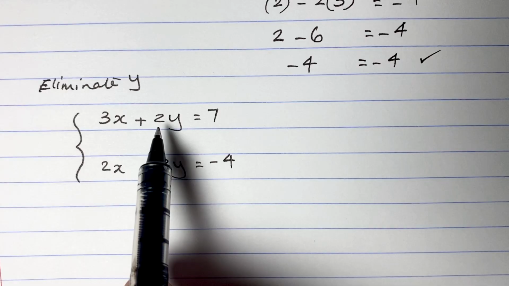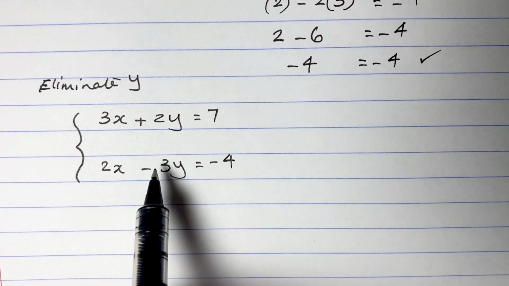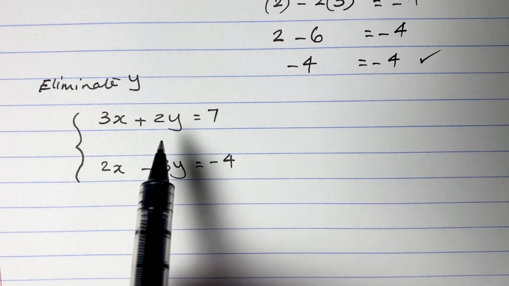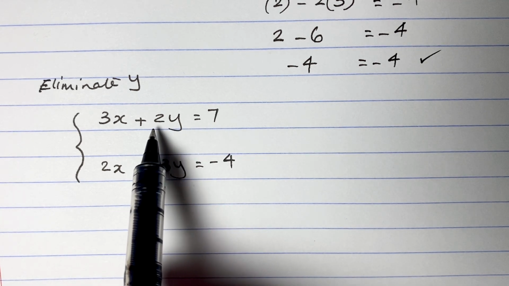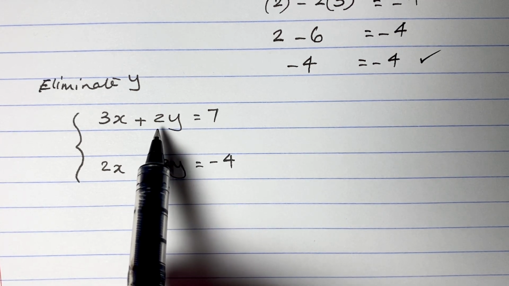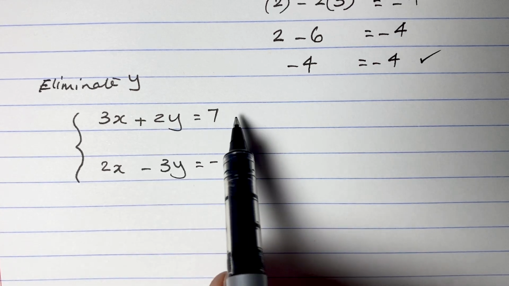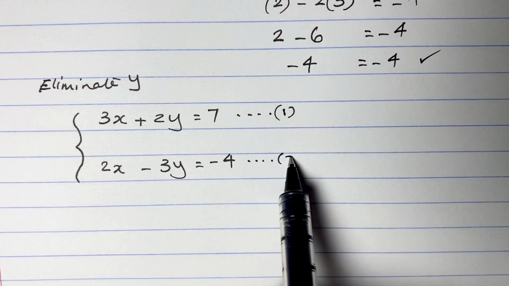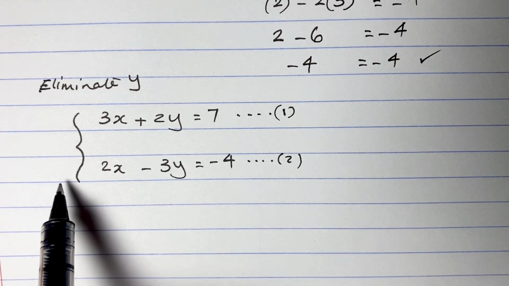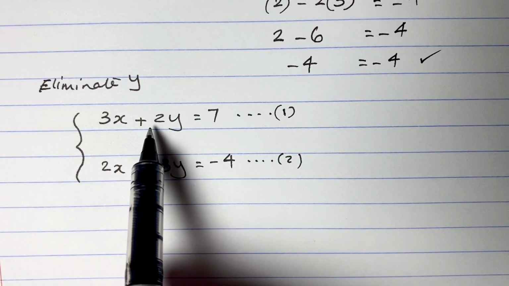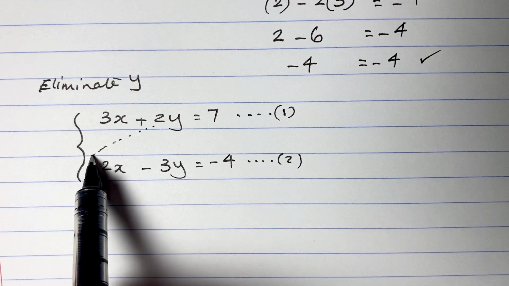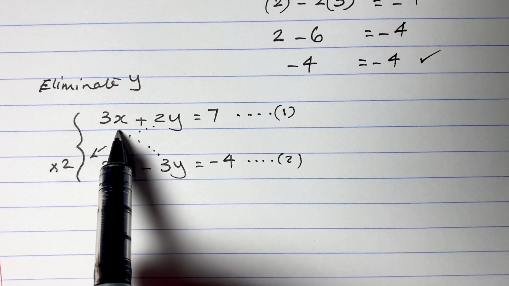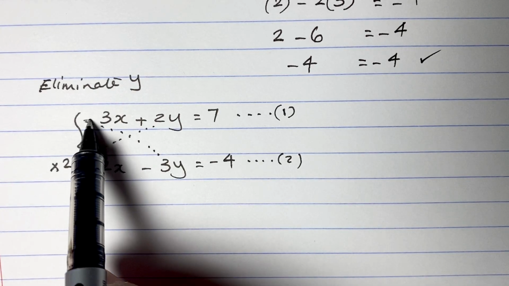The problem is both y's here don't have the same coefficient. One is plus 2, one is minus 3. So the technique was to use the coefficient of 2, or the digit next to y, in equation 1, and multiply that number by equation 2. So 2 from here comes here, and 3 from here goes there.